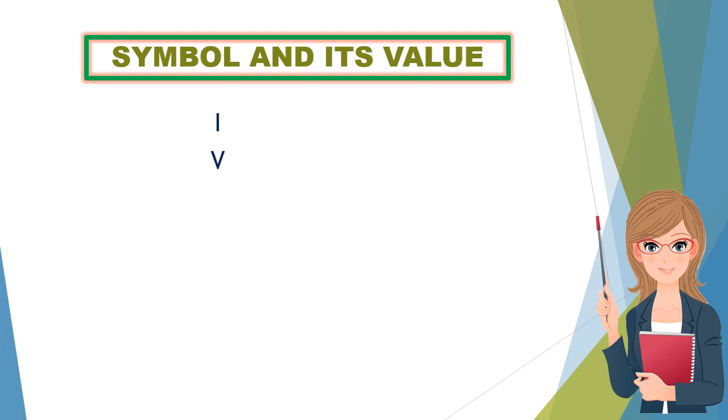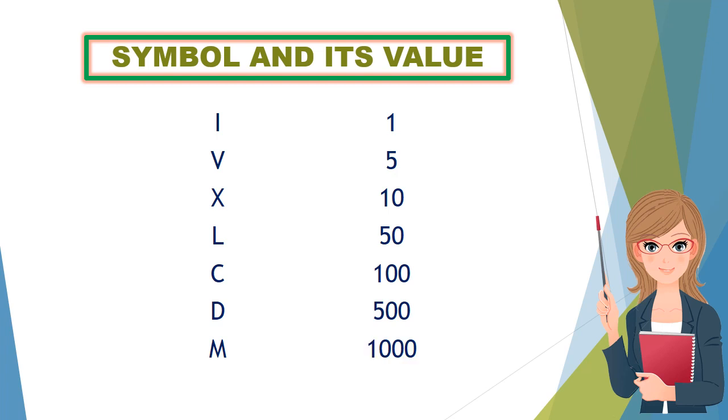Those are I, V, X, L, C, D and M, and its values are: for I it is 1, for V it is 5, for X it is 10, for L it is 50, for C it is 100, for D it is 500 and for M it is 1000.